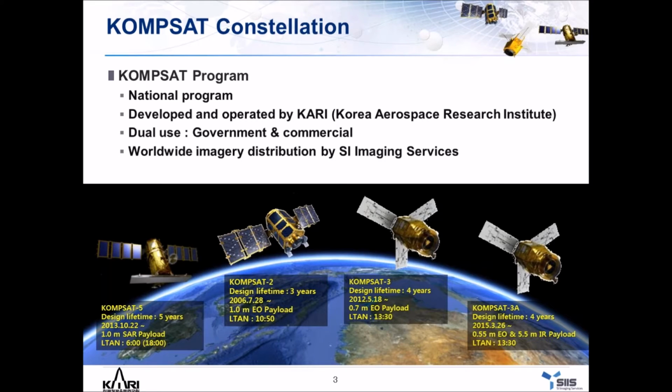Kompsat is a Korean national program for space development. It is developed by KARI, which is a Korean government agency, and SI Imaging Services is in charge of the worldwide distribution. And now we have 4 satellites: 3 optical satellites and 1 SAR satellite. Kompsat-2, 1 meter, Kompsat-3, 70 centimeter, and Kompsat-3A, 55 centimeter. All 3 of them are optical satellites. And we have Kompsat-5, a 1 meter X-band SAR satellite.